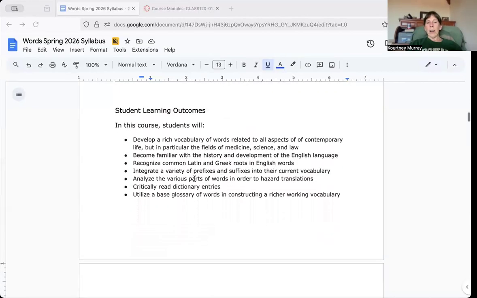So, for student learning outcomes, really this first one is the most important. This is a course that is meant to help you develop a bigger vocabulary. There's nothing more highfalutin than that. These other things will happen. In the very first module, we're going to talk about the history and the development of the English language, so that it will answer the question, why are there so many Greek and Latin words in English? And I think it's a really interesting story. There could be really a whole class about that, but it's kind of shoved into the first module and you will learn it and it will be great.